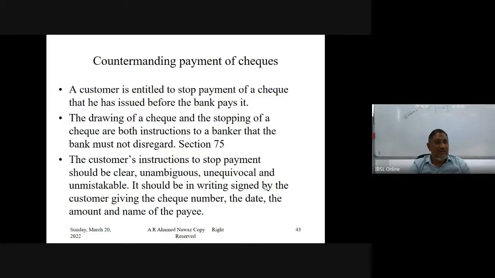Payment in due course, we say. Hold in due course: any person holding a check at a given time, when he has lost the check, can inform the bank not to pay that check. So the payment can be stopped by the paying bank.